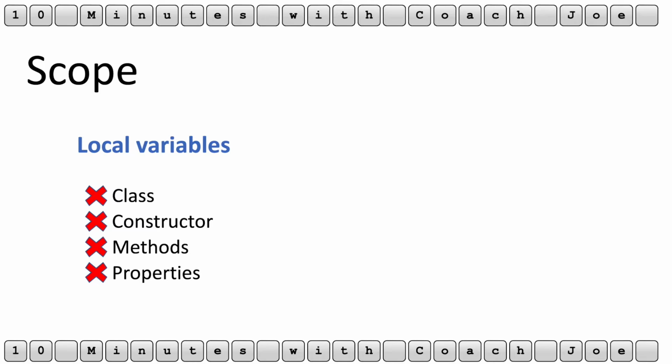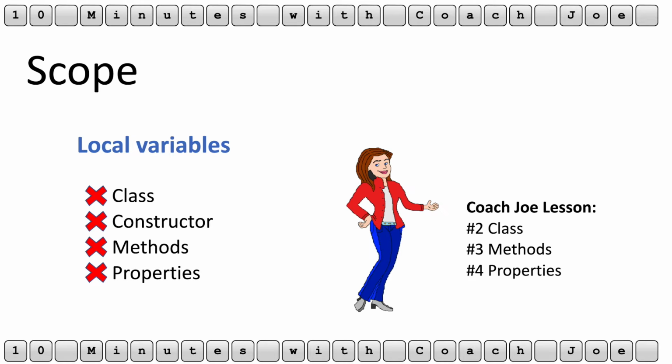This lesson on scope applies to the variables of a method and not accessibility for the class, constructor, methods, or properties. Please see Lesson 2 on the class, Lesson 3 on methods, and Lesson 4 on properties.